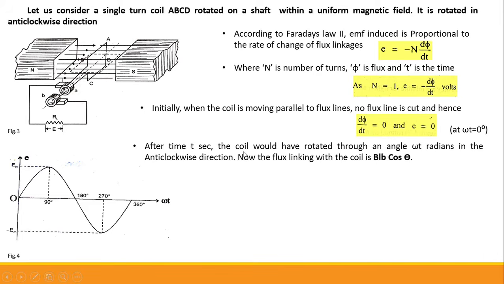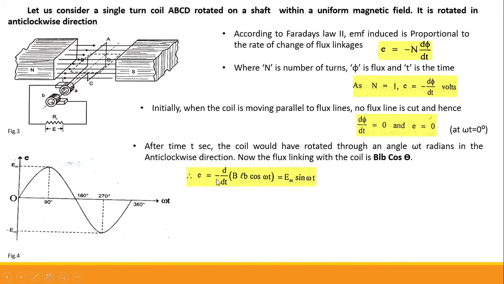After time t second, the coil would have rotated through an angle omega t radians in the anticlockwise direction. Now the flux linking with the coil is BLb cos theta. Capital B for flux density, small b for breadth of the coil, small l for length of the coil, cos theta. Now you can substitute BLb cos theta instead of writing phi. Here we have written E is equal to minus d phi by dt. Here instead of phi you can take BLb cos theta.